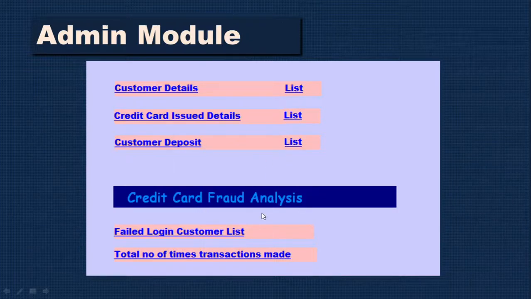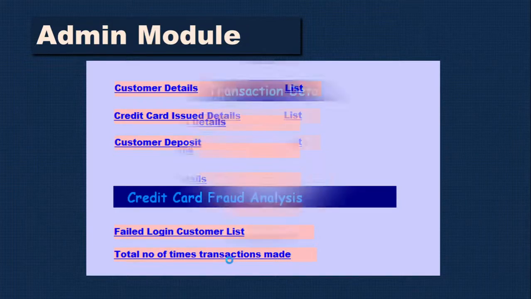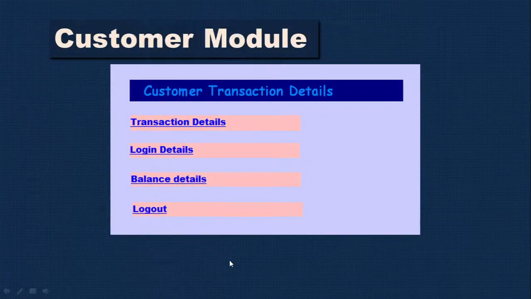Then there is the fraud analysis. The failed login customer list: if someone tries and it's not successful, the details of those cards will come here. Total number of transactions made, how many times transactions were made, we are also able to view here. On the customer side, the customer can see the transactions and login details when they log in, and they can also check the balance.